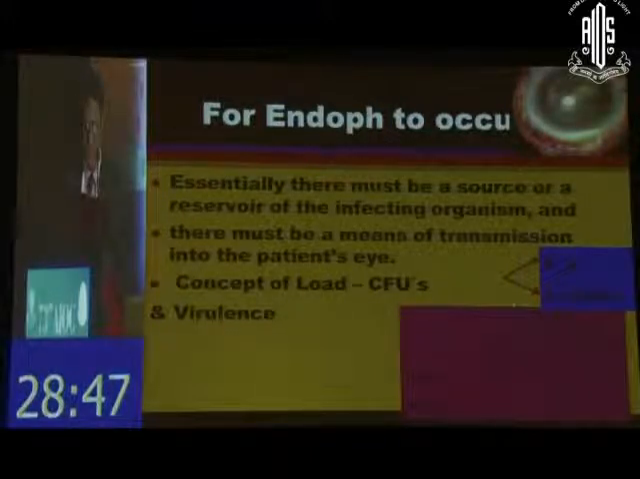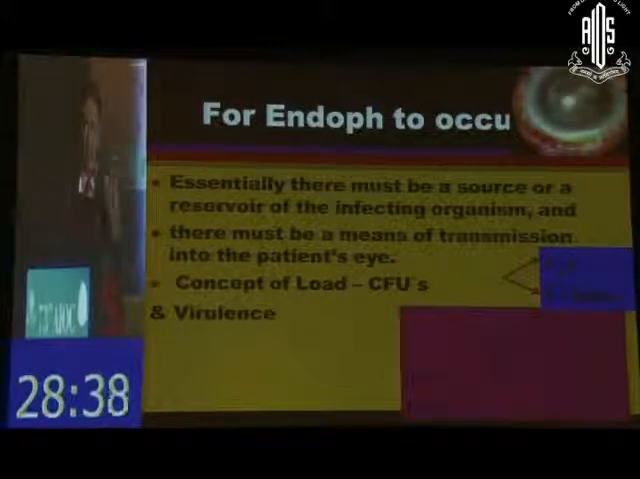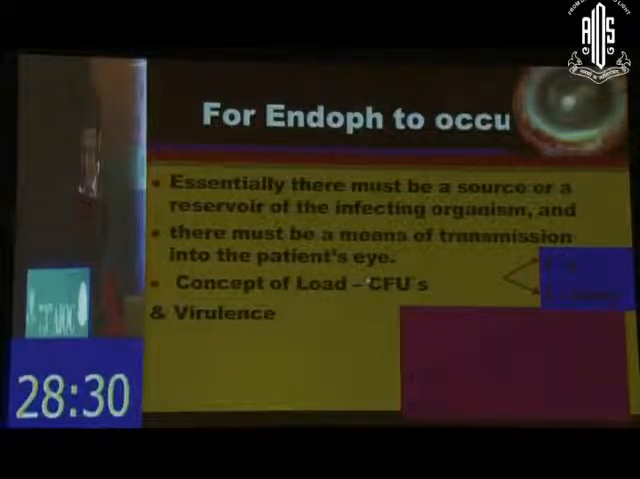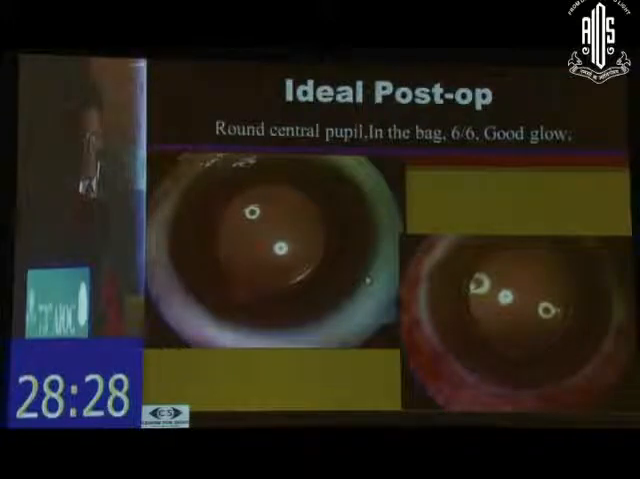Colonies, I have listed here that for a less virulent organism like Staph epidermidis, vis-a-vis Pseudomonas, even a few colonies are good enough to cause a full-blown picture of endophthalmitis. So hence the concept of what we call colony-forming units is there. This is what all of us aim for, all cataract surgeons.